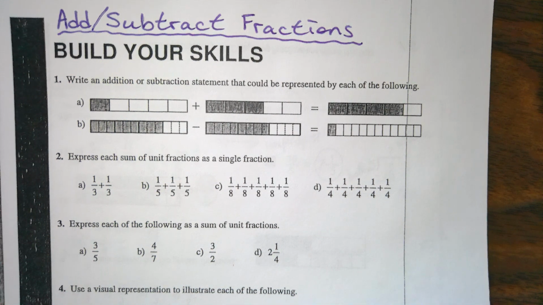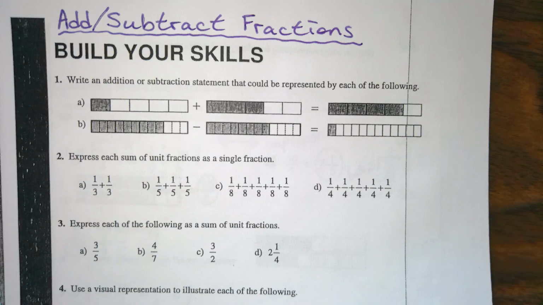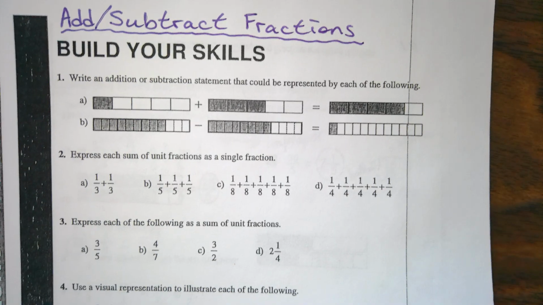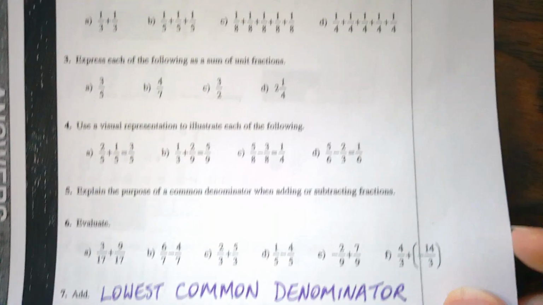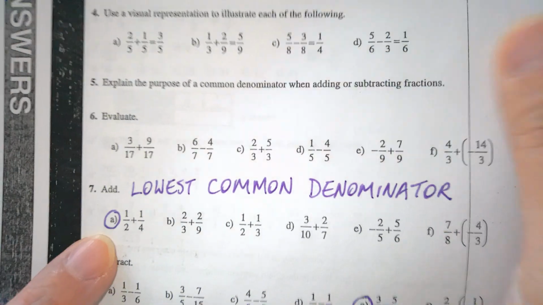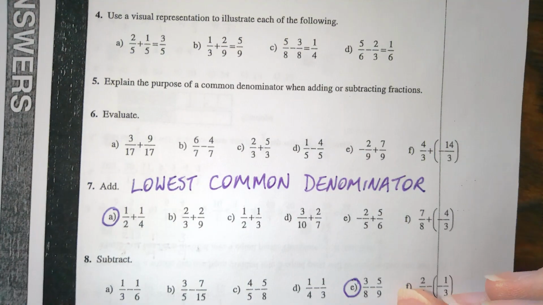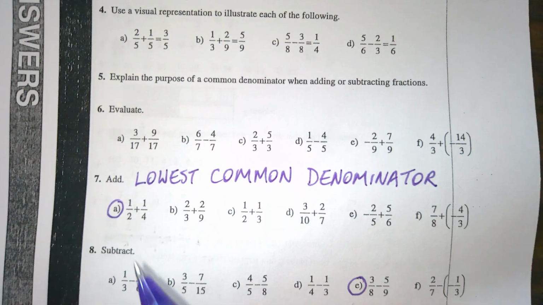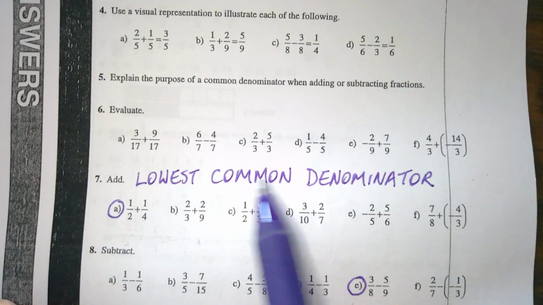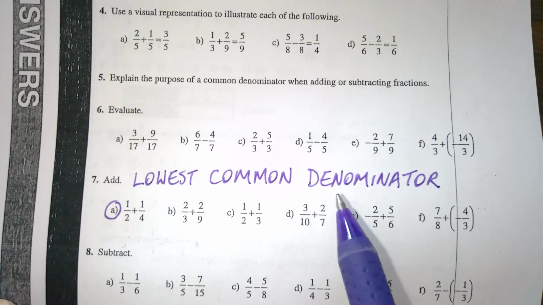So page 20. We worked on fractions yesterday, so now we're gonna do more with it. We're gonna add and subtract fractions. So let's try number 7 right here. Let's start off with a nice easy one. Whenever we add or subtract fractions, we need lowest common denominator, LCD.